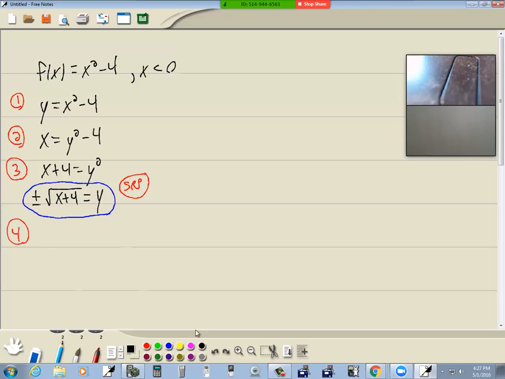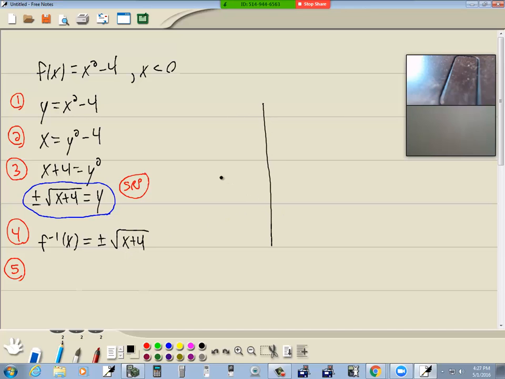Step 4 says to put your inverse notation in. So the inverse of f is going to equal a plus or minus square root of x plus 4. Now, if you watch that video that I created, one thing it told you is that you can't have a plus or minus in here. And step 5 says to use your graph to help figure out how to make this one-to-one.